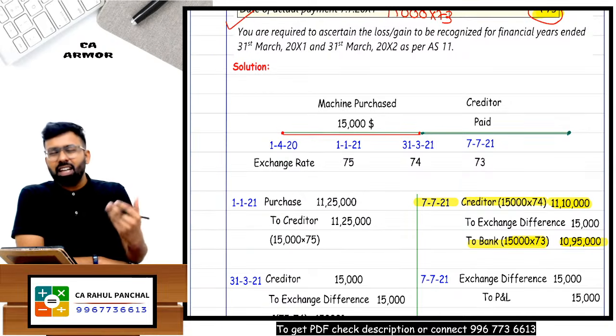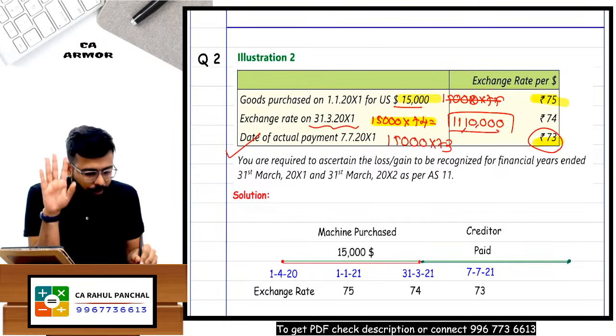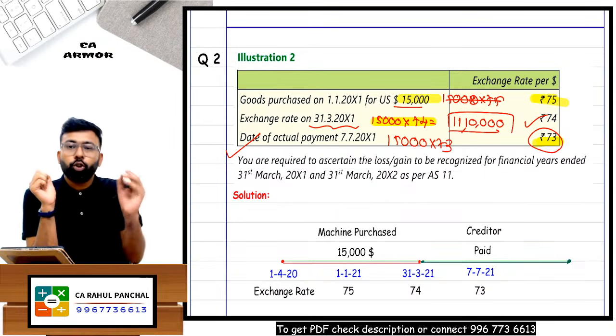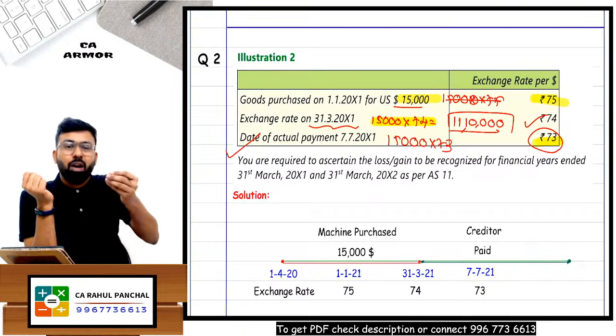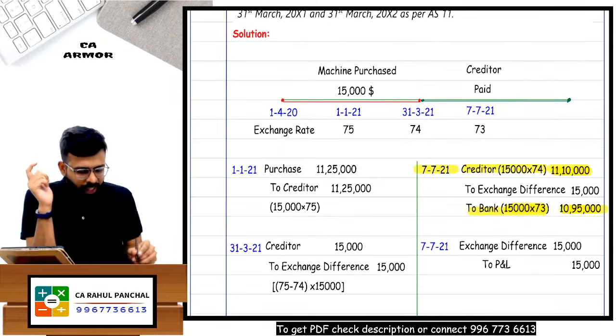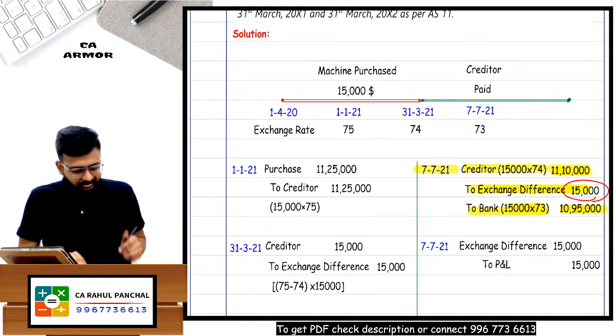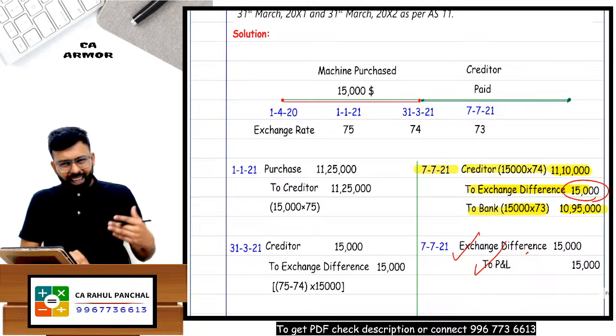And whatever is the difference, there will be a gain, sir. Have you come to know it is a gain? On the balance sheet date, I was supposed to pay 74 rupees. Now I have to pay only 73. There is again a gain of 1 rupee. Yes, that is reflected here. You can see the difference. This is a balancing figure. And if it is a gain, it is transferred to the P&L account on that date also.